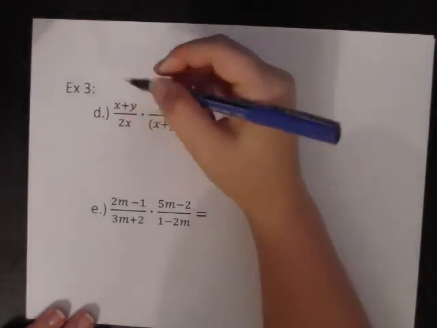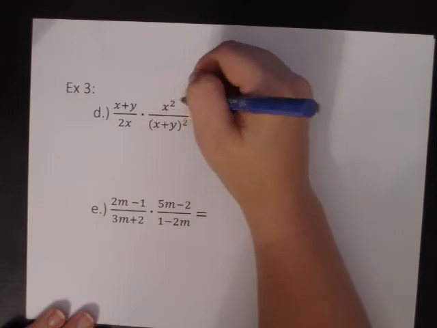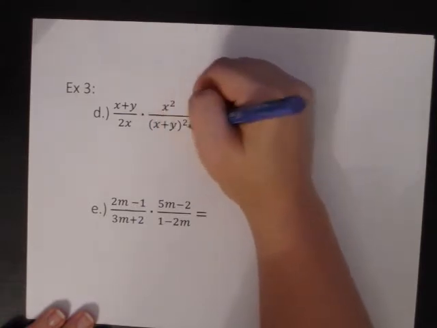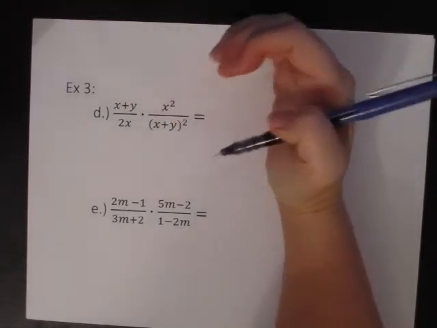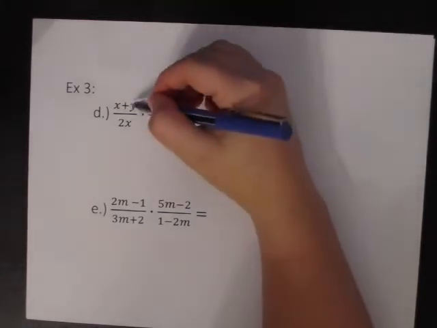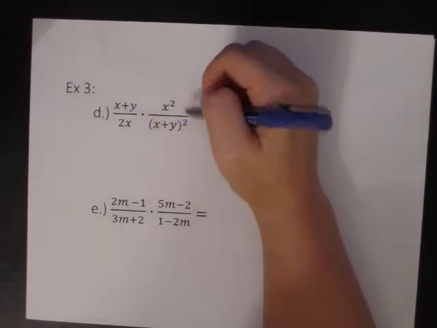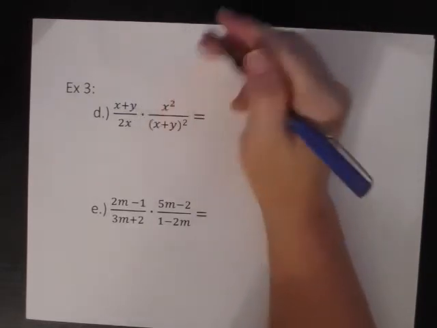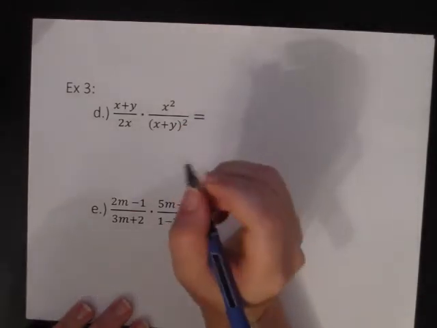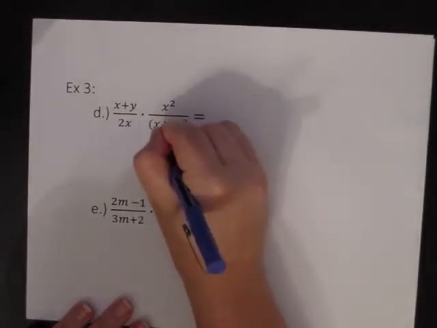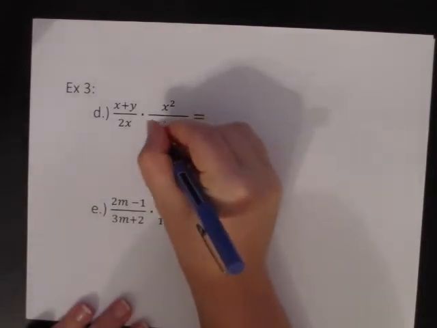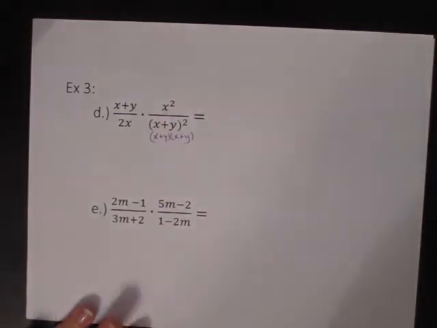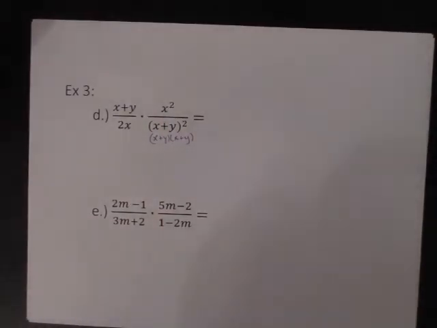So I've got x plus y over 2x times x squared over x plus y parentheses squared. Okay, so first thing I got to see is, is there anything that I can factor? Well, I got a binomial that's squared, and then I've got 2 monomials. What I could do to make it a little bit clearer, you don't have to, you could go x plus y times x plus y, because x plus y squared just means that you're running whatever's in the parentheses twice. Might make it clearer for you. If you don't need it, don't do it.